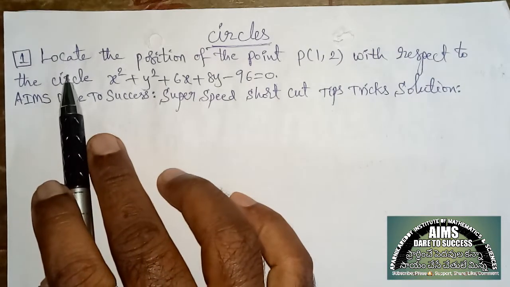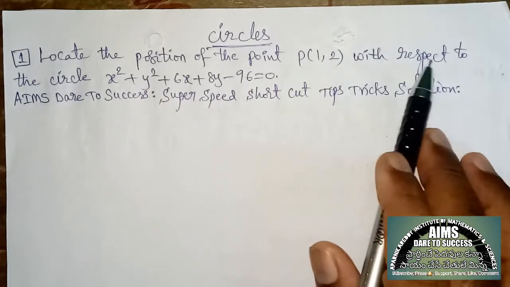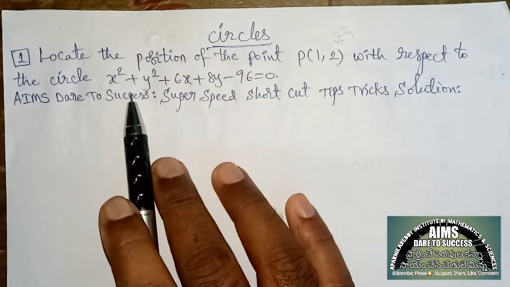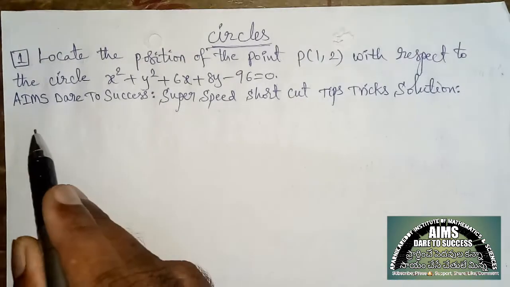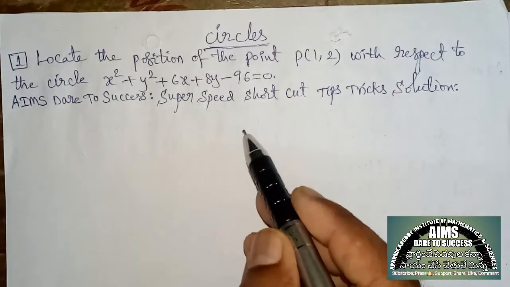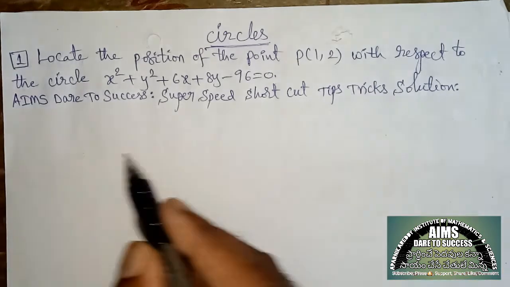Today I am going to directly take the question: locate the position of the point P(1, 2) with respect to the circle x square plus y square plus 6x plus 8y minus 96 is equal to 0. Super speed shortcut tips and tricks, solution within 10 seconds.